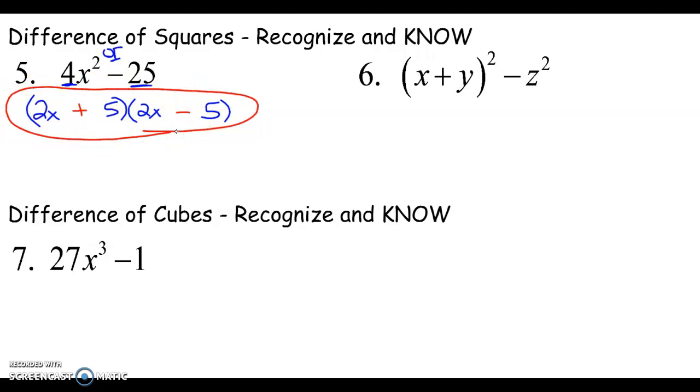So use the same ideas, but this one's a little bit different because you don't just have x's and numbers, you have x's, y's, and z's. So think about how we did that. We rewrote that x plus y in both of them. And then we're going to break apart this z. And then to get difference of squares, one of them is going to be plus and one's going to be minus.